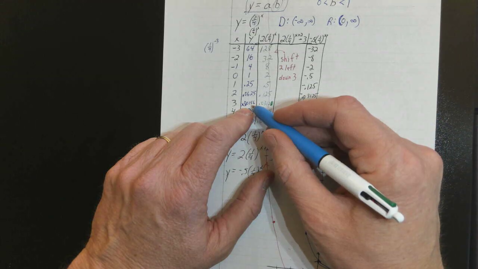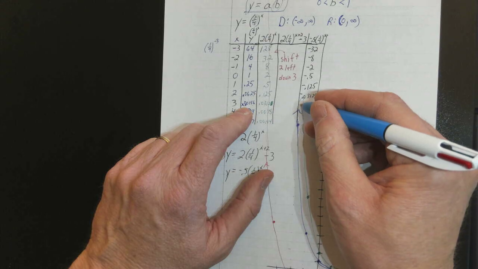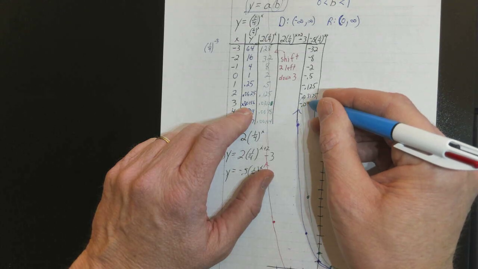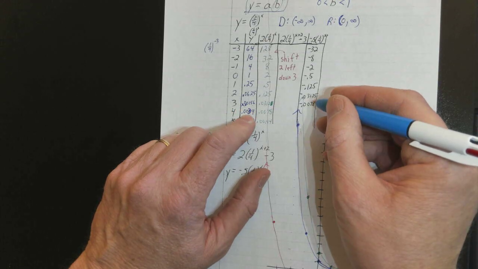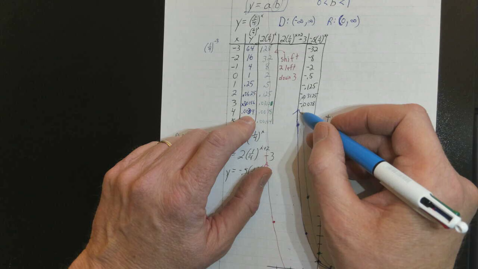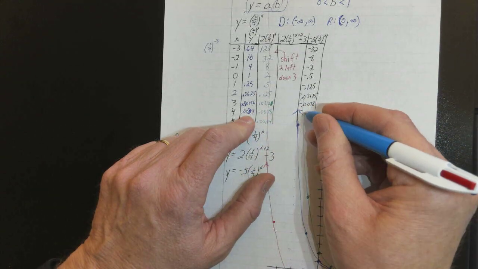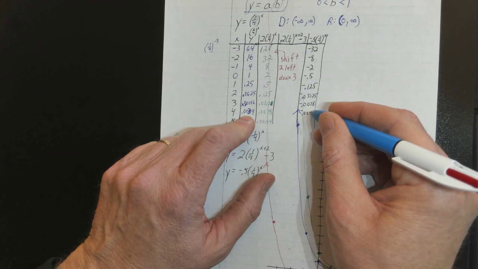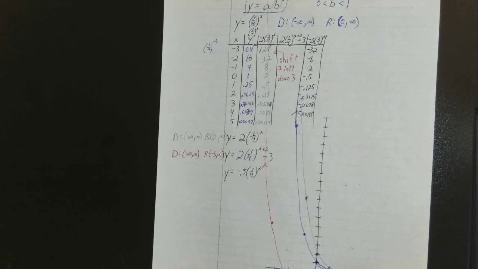How about this one? -0.5 times 0.0156. 78? 0.0078? Okay. -0.5 times 0.0039. 195? Okay. They're getting small. I'm not going to go any further, I don't think. We're getting to the point that they're converging to something, aren't they?